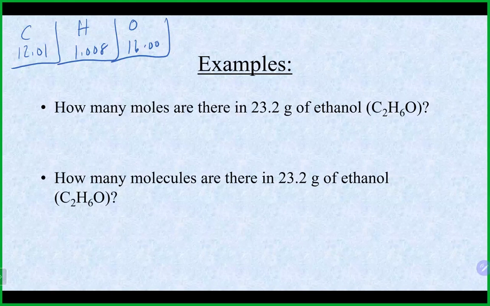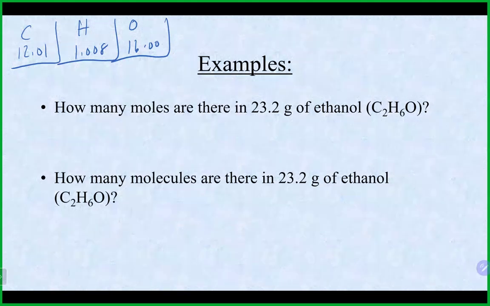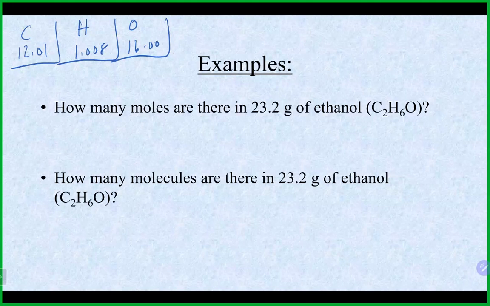Okay, so let's take a look. So in the first one here, we want to know how many moles are there in 23.2 grams of ethanol. So for the first part of the calculation, basically we want moles and we have grams. So again, that is our grams to mole conversion, which is the molar mass from the periodic table that's going to allow us to do that.